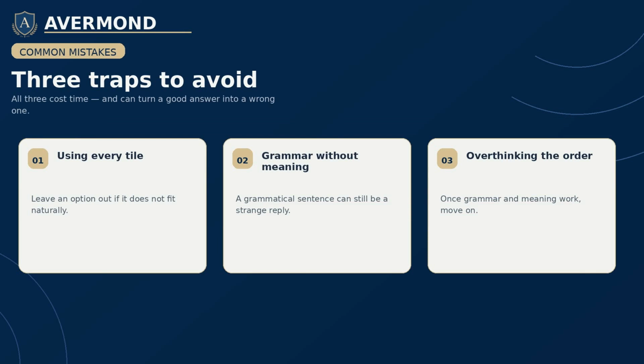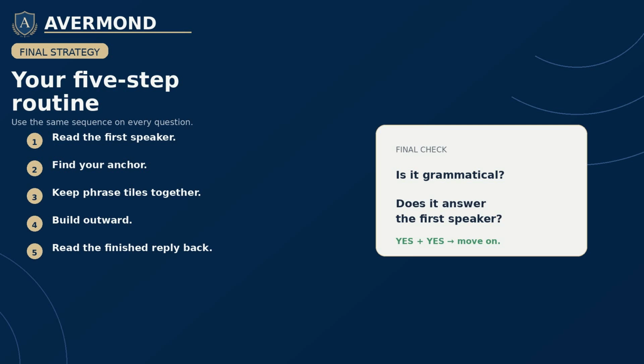There are 3 mistakes to avoid. First, using every tile. If one option does not fit naturally, leave it out. Second, building grammar without checking meaning. A sentence can be grammatically possible and still be a strange reply to the first speaker. And third, overthinking the final order. Once the sentence sounds natural, read it from beginning to end. If the grammar works and the reply makes sense, move on. Do not keep rearranging a correct answer because you're looking for something more complicated.